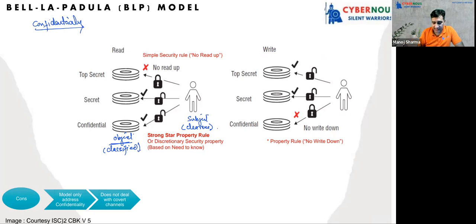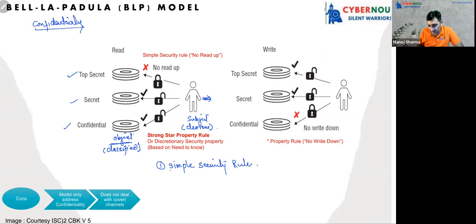So in this case, let's take an example that you have certain objects, let's say some documents which are top secret, secret, and confidential on different levels. And there is a user who is on the secret level, right? As you can see in this mapping, he is on the secret level. Now, while this particular subject is going to access the object, there have to be certain restrictions on how he can access certain things. So the first property is called the simple security rule.